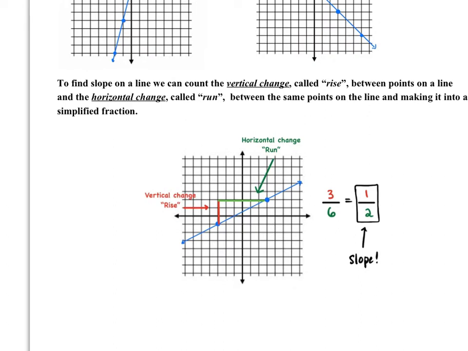To find slope, what we do is we count the vertical change between the 2 points and the horizontal change. And so vertical change we're going to call the rise. So we just kind of count up, down, left, right to get to that point. So 1, 2, 3 would be my vertical change. 1, 2, 3, 4, 5, 6 would be my horizontal change. And then I would always put my slope in simplest form, which in this case would be 1/2.